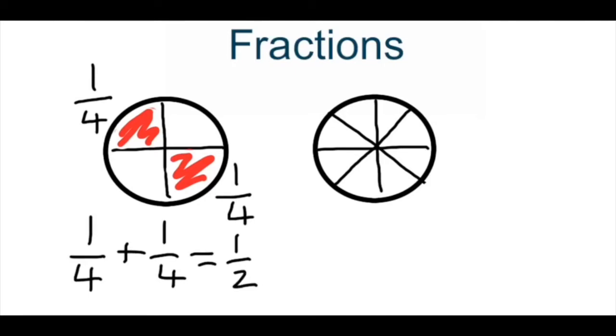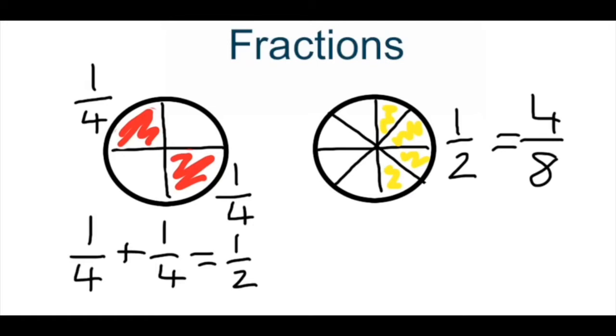Similar over on our other one, here we split our circle into eighths. And if I highlight all of these, then I've highlighted half of my pizza. But it's made up of 4 eighths.